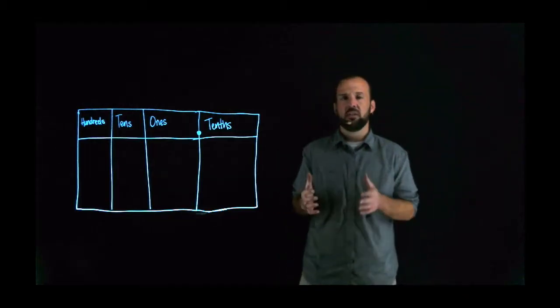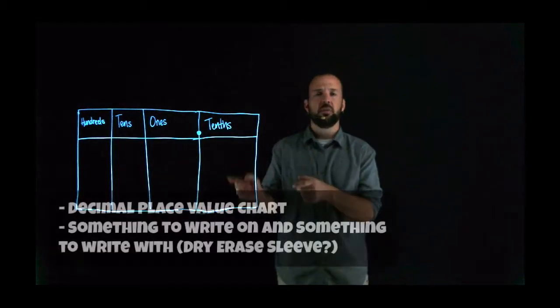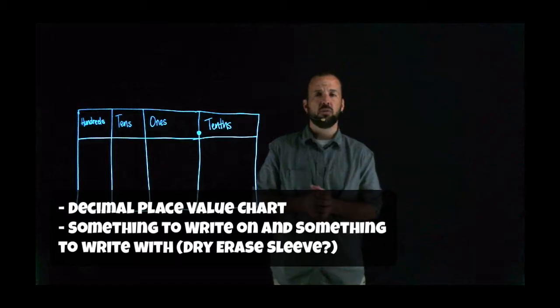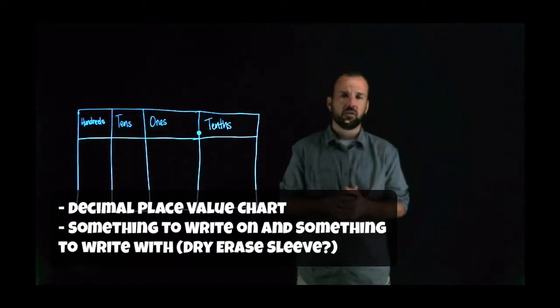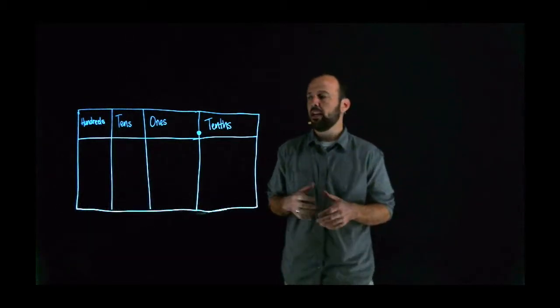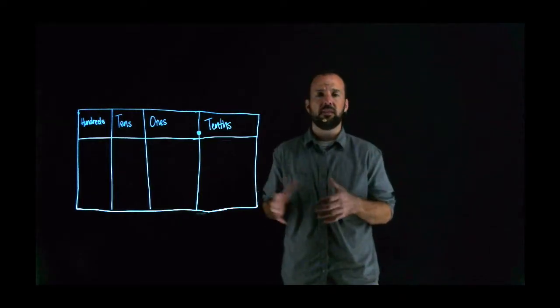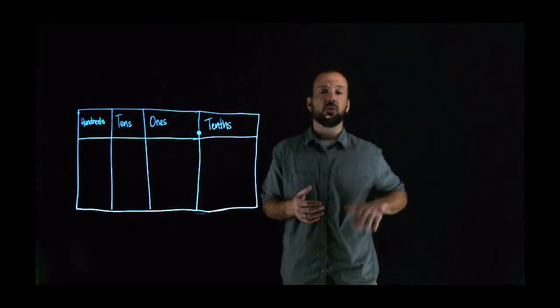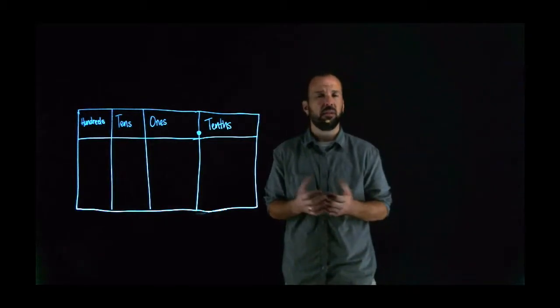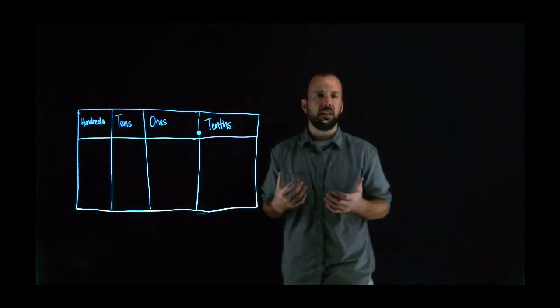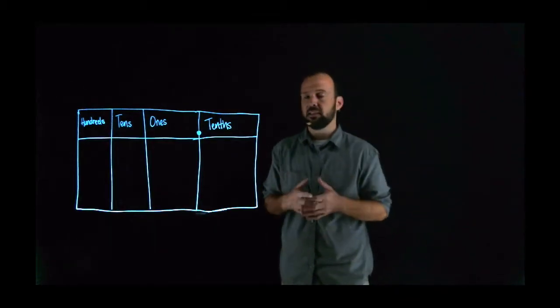So in order to do that, there's a couple things you're going to need. First of all, you're going to need a blank place value chart to work with, and then something to write with. And we're going to take a look at how we can round decimals and how we can use a vertical number line to help us do that. That might have been a strategy that you've seen before. If not, that's totally cool too, because we're going to practice it today.